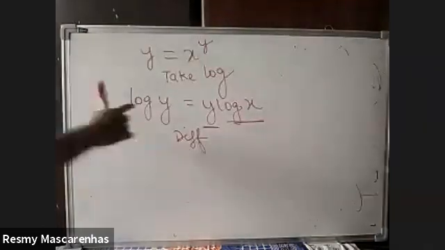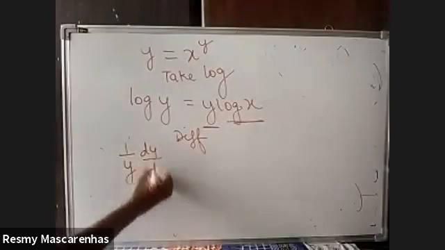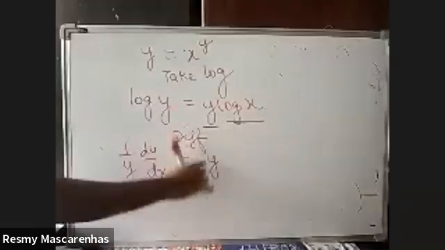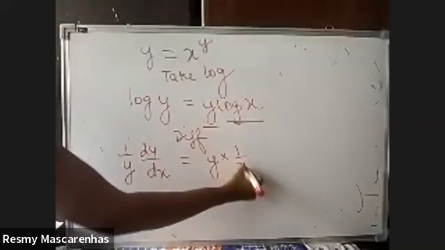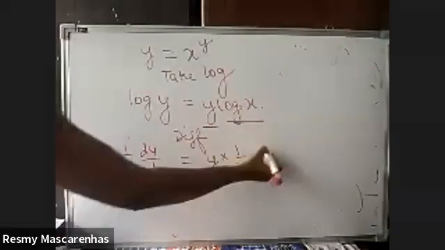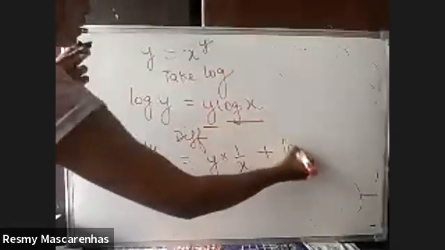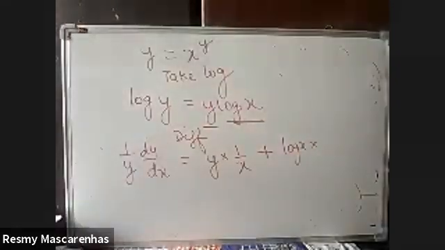Okay, so when I differentiate, the derivative of log y is 1 upon y dy by dx. Now u, meaning what? Write the first term as it is. Take the derivative of the second one. So the derivative of log x is 1 by x. The middle sign is always plus. Then write the second term as it is into the derivative of y.